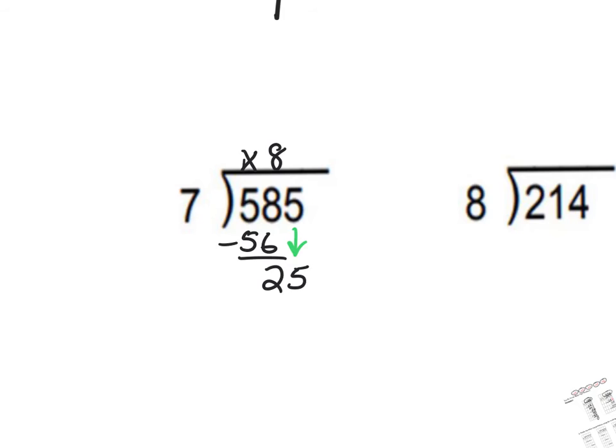7 goes into 25, do your math facts, 7 times 3 is 21, 7 times 4 is 28, so it can't be 7 times 4, it's got to be 7 times 3. Oops, that's sloppy. 25 minus 21 is 4. So it's 83 remainder 4.